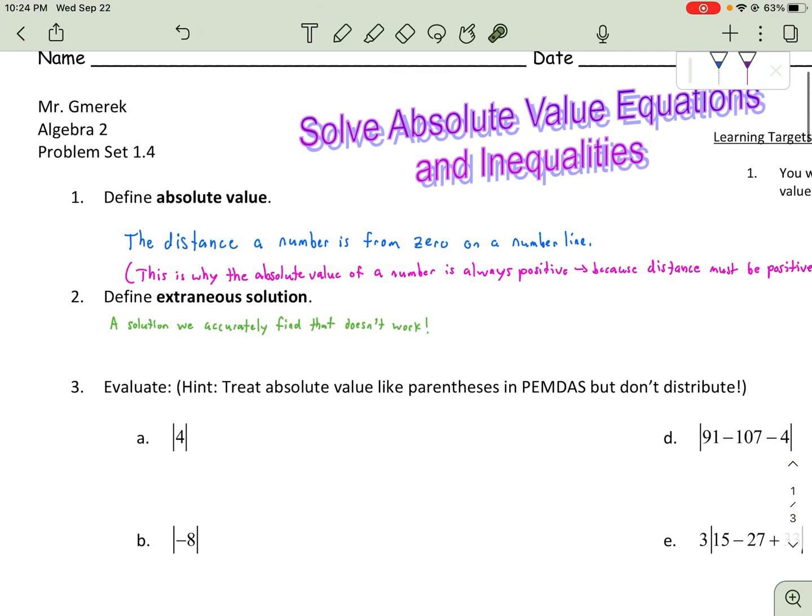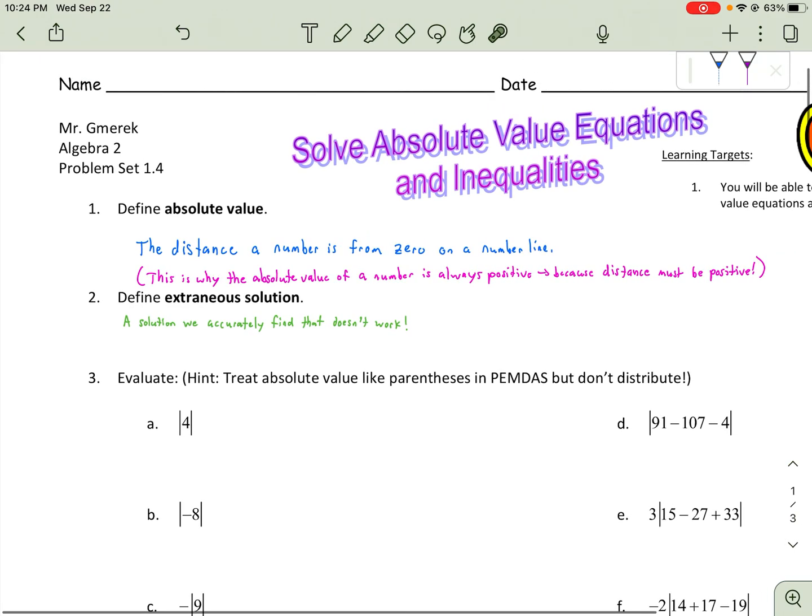Absolute value. Absolute value is the distance a number is from 0 on a number line. And that is why when you do absolute value of a number, the answer is always positive, because the distance must be a positive number.